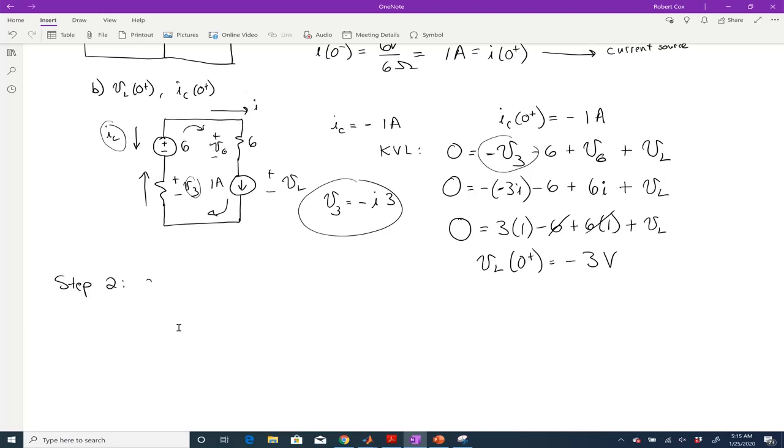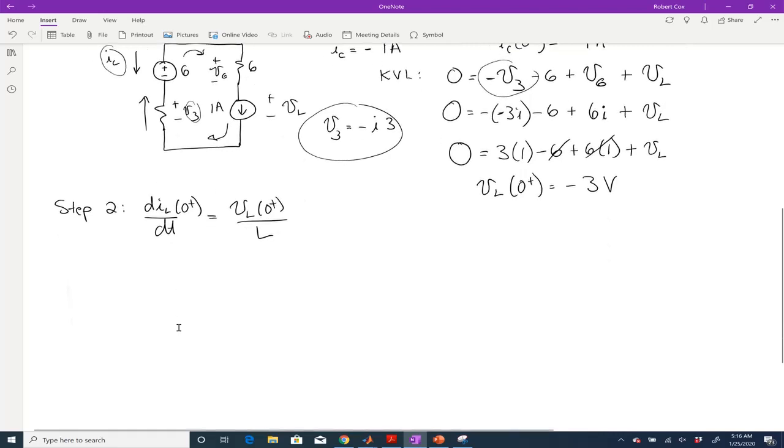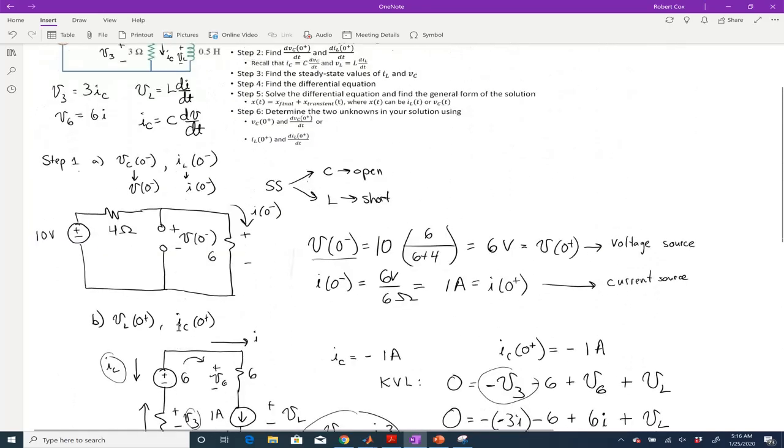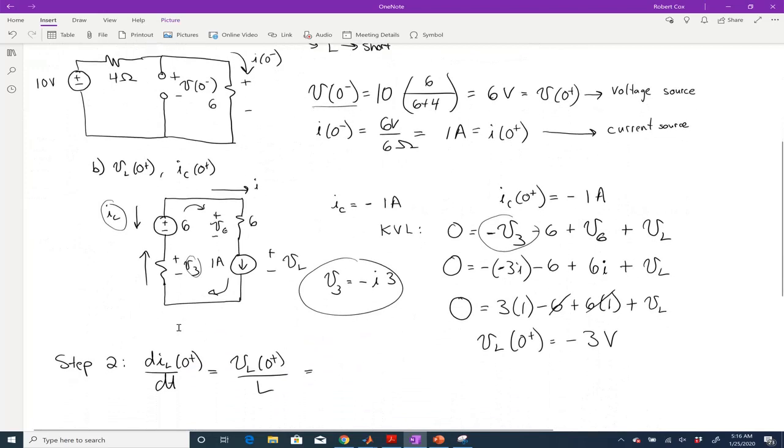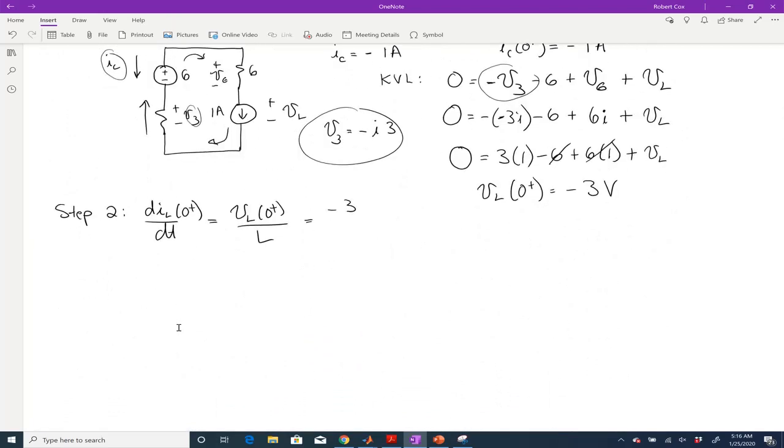Step 2 is to find dIL/dt of 0 plus. That's always equal to the inductor voltage at 0 plus divided by L. That's our basic constitutive relationship for an inductor. So in this case, my L is what? It's 0.5 henries. So I have negative 3 divided by 1/2, or negative 6 amps per second. So in other words, the initial rate of change of the inductor current is 6 amps downward every second.